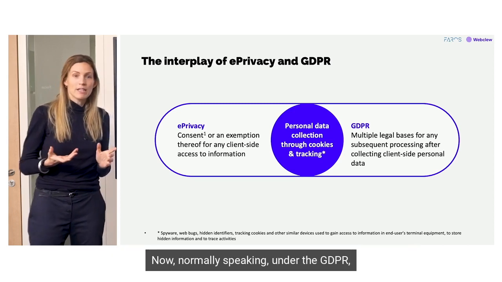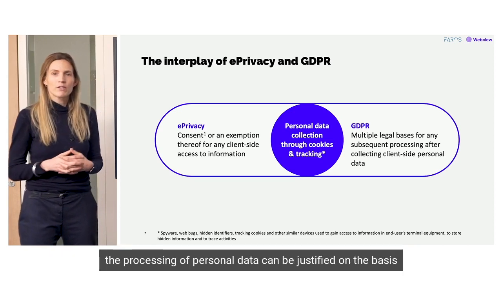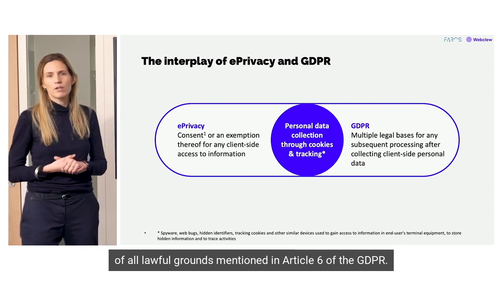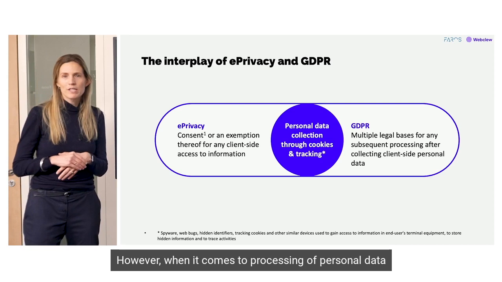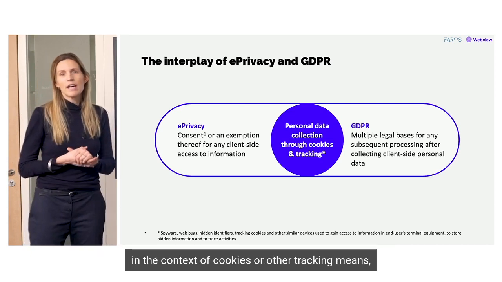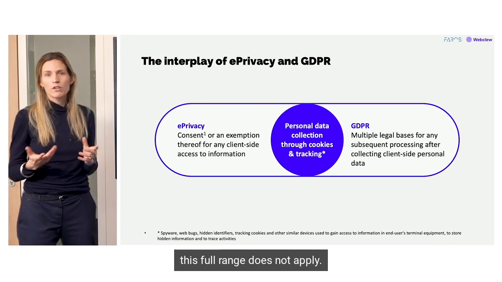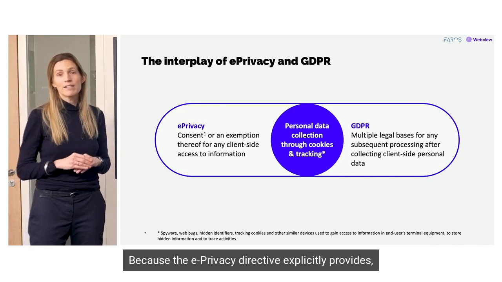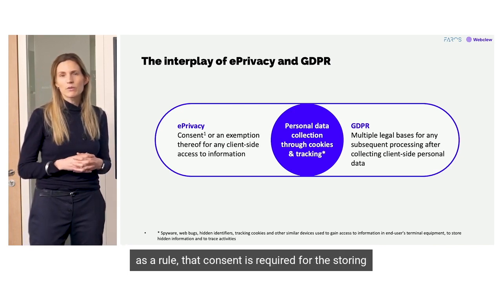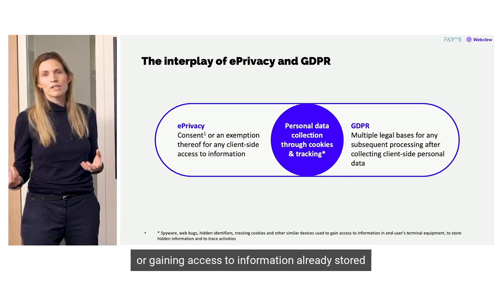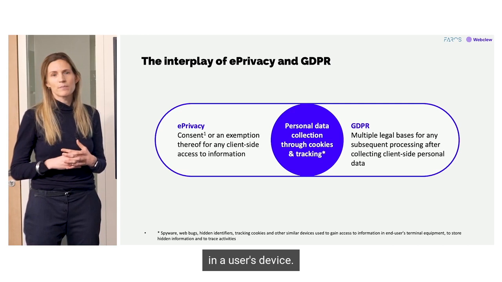Now, normally speaking, under the GDPR, the processing of personal data can be justified on the basis of all lawful grounds mentioned in Article 6 of the GDPR. However, when it comes to processing of personal data in the context of cookies or other tracking means, this full range does not apply because the e-privacy directive explicitly provides, as a rule, that consent is required for the storing or gaining access to information already stored in a user's device.